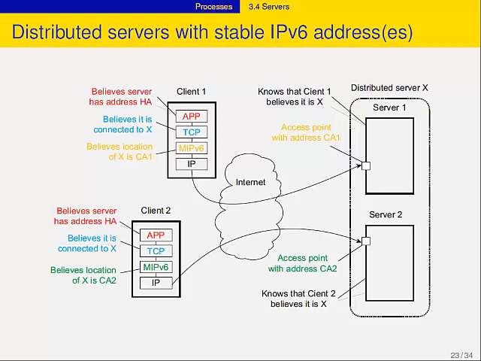Yes? Why don't we use Anycast? Does anybody know what Anycast is? Anycast is essentially a single address for multiple servers, and basically in an Anycast addressing scheme, your packet is forwarded to the, I'll call it, closest server meeting that address. Why don't we use Anycast?